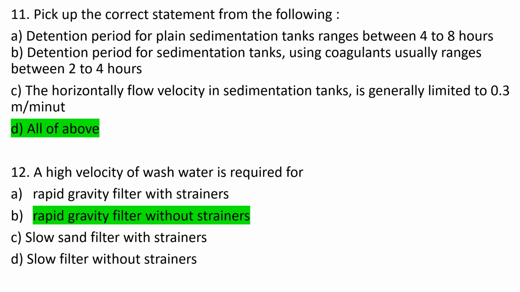Question number 12. A high velocity of wash water required for A. Rapid gravity filter with strainers. B. Rapid gravity filter without strainers. C. Slow sand filter with strainers. D. Slow sand without strainers. So here the answer is rapid gravity filter without strainers.